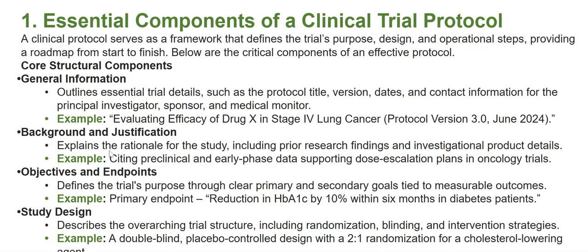Background and justification explains the rationale for the study, including prior research findings and investigational product details. Example, citing preclinical and early phase data supporting dose escalation plans in oncology trials. Objectives and endpoints define the trial's purpose through clear primary and secondary goals tied to measurable outcomes. Example, primary endpoint, reduction in HbA1c by 10% within 6 months in diabetes patients.